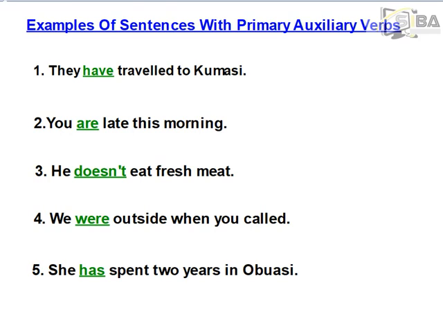The last one, we have: She has spent 2 years in Obuasi. I hope it is clear. Let's go on to see the next aspect.